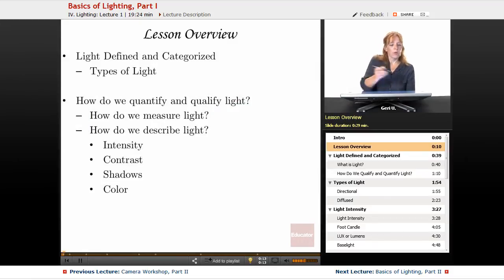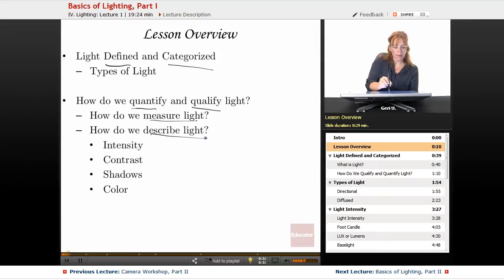In this lesson, we will discuss how light is defined and categorized. And to that end, we will describe the different types of light as we define them. We will also answer the question, how do we quantify and qualify light? How do we measure the light? How do we describe it? This includes intensity, contrast, shadows, and color.